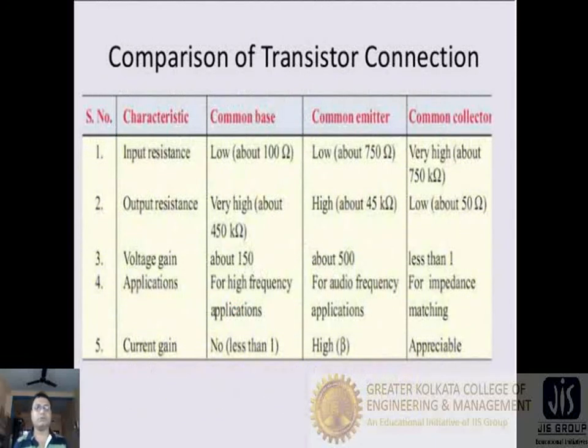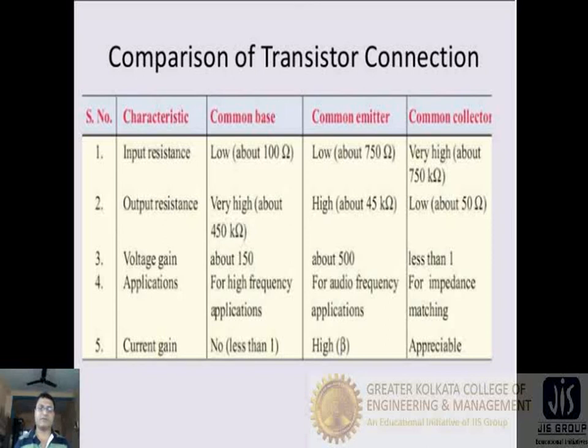Now we are going to make a comparison between the common emitter, common base and common collector configuration with respect to different characteristics. We are going to differentiate first with respect to the input resistance. In case of common base, the input resistance is very low, in order of 100 ohm. In case of common emitter configuration, the input resistance is in order of 750 ohm, which is also very low. In case of the common collector configuration, the input resistance is quite high, in order of 750 kilo ohm.